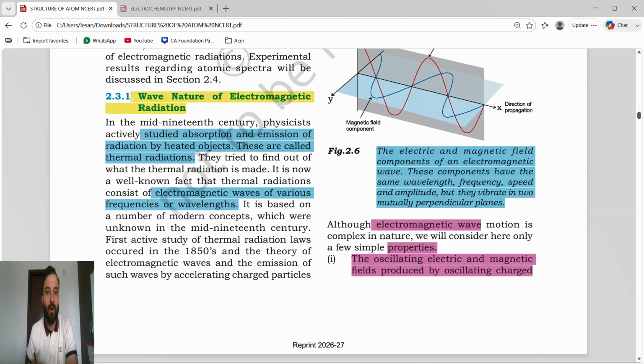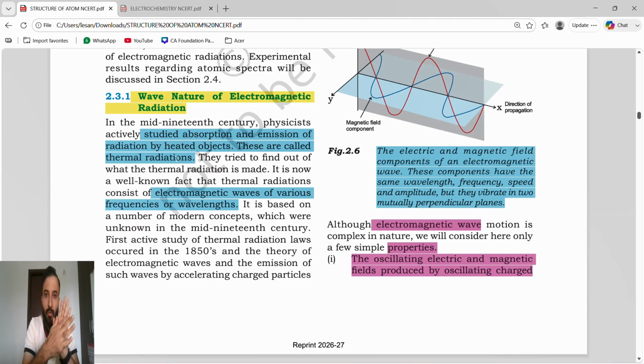So see, we will study about the wave nature of electromagnetic radiation. So what is the wave nature of electromagnetic radiation? Let's see. What they studied is the absorption and emission of radiation by a heated object. These are called thermal radiation. So first we are going to study the wave nature of electromagnetic radiation. Okay. So what will happen now?